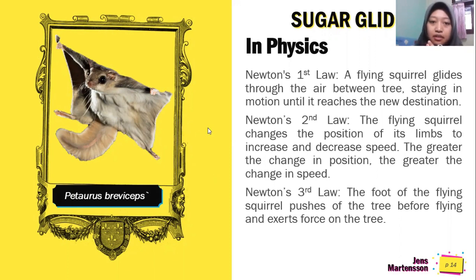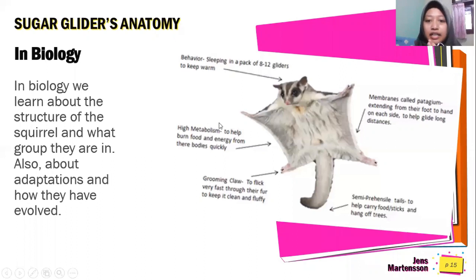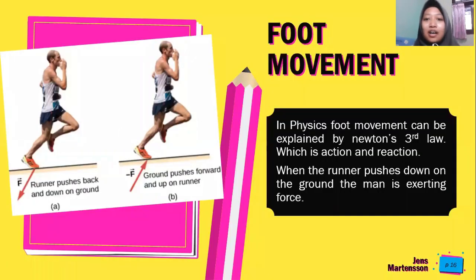Another example, in biology: it can fly because of the sugar glider's anatomy, which is like this. And then we can also see Newton's laws in foot movement. In physics, foot movement can be explained by Newton's third law, action and reaction. When the runner pushes down on the ground, the man is exerting force.